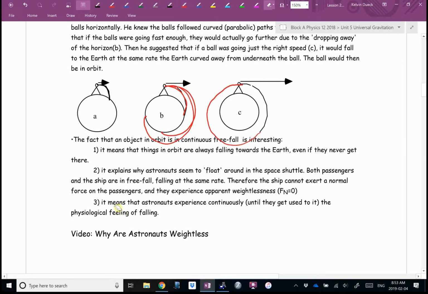And it also means that astronauts experience continuously, until they get used to it, the physiological feeling of falling. They get sick the first couple of days. You're throwing up a lot. And then you get used to it, and then you feel like, I think Chris Hadfield said, the nice thing about being on the space station for all the time that he was, you become a space native. He said, it becomes second nature to fly everywhere.